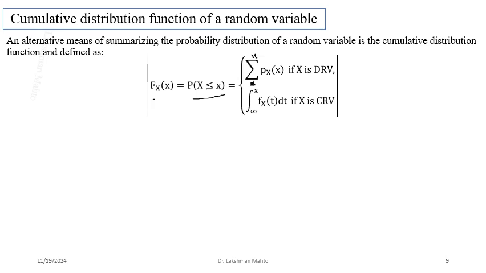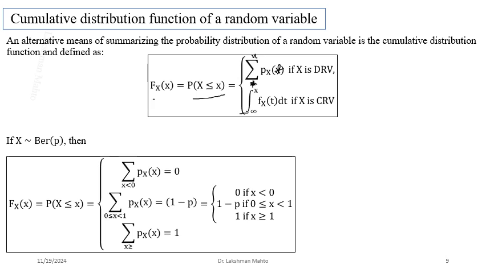Likewise, we are integrating here. If I change the argument to t, we are summing over t. If X is a continuous random variable, we are integrating the probability density function up to x. That means it will start from minus infinity, and we integrate the density function up to x. That is computing the cumulative distribution function for a continuous random variable. And summing the probability mass function up to x computes it for a discrete random variable.